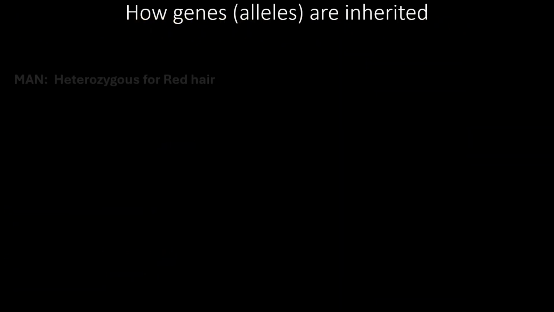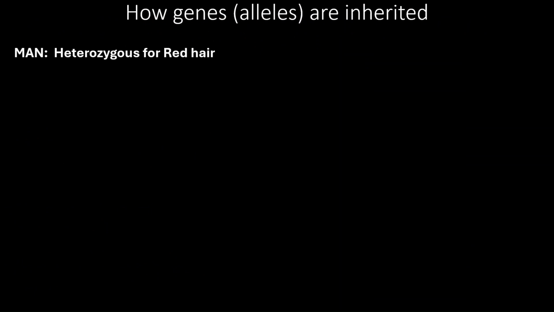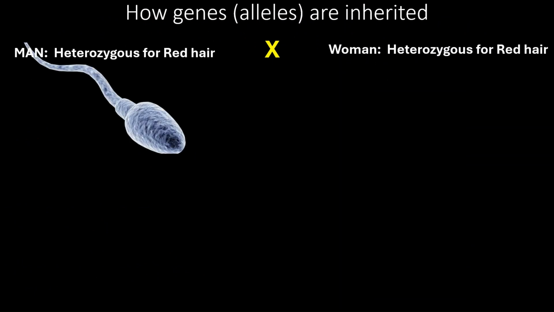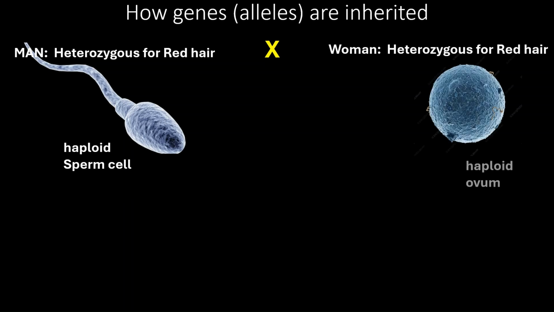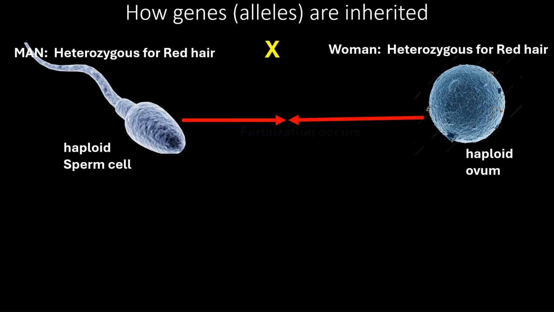Now let's look at how genes are inherited. We have a man who is heterozygous for red hair, married to a woman who is also heterozygous for red hair. So both of them have red hair, and they want to form a child. If you want to form a child, the man must bring a haploid sperm, the woman must bring a haploid ovum, and then you fuse them together.